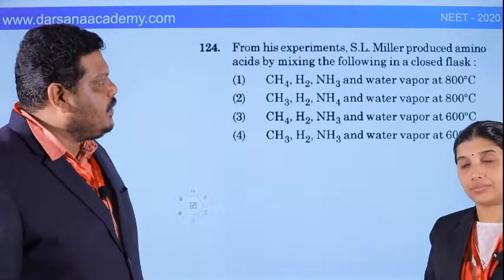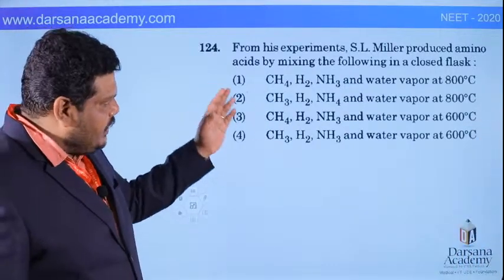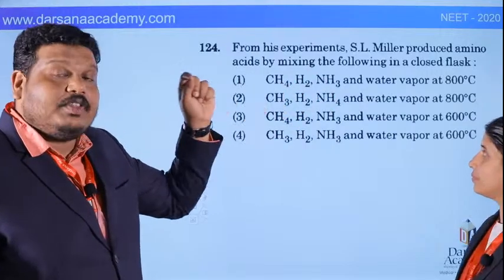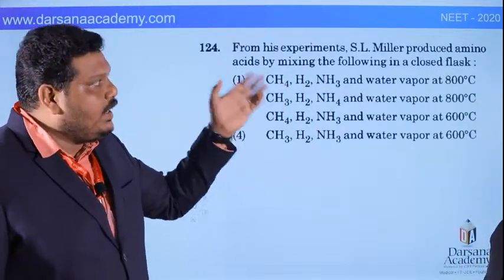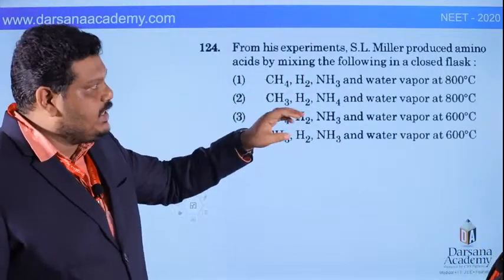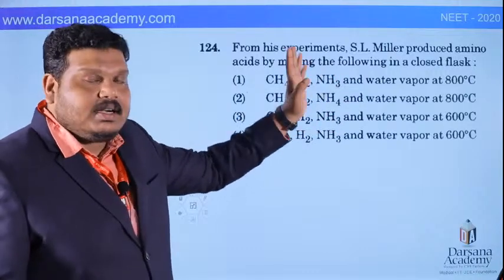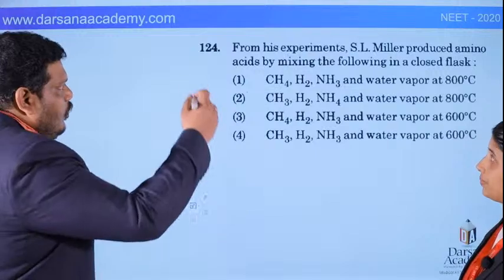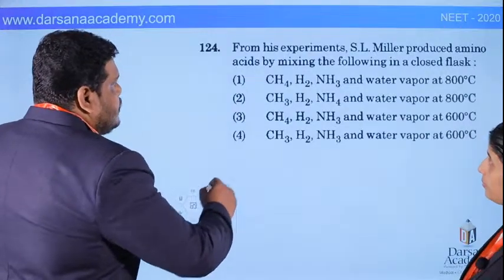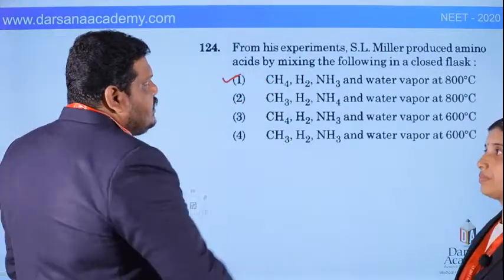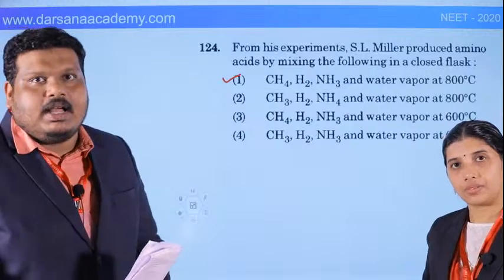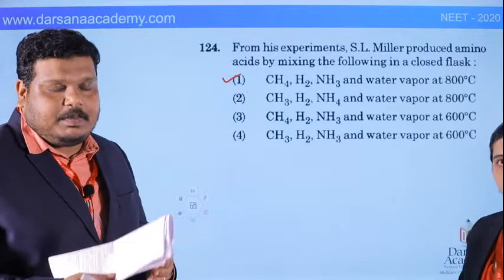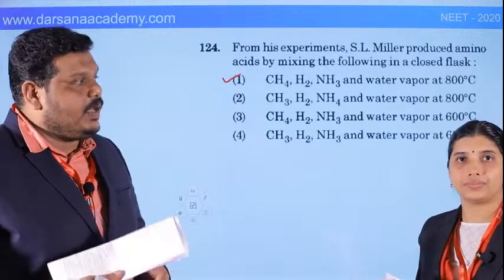So option number one is the answer. Methane, H2, ammonia and water vapor are the contents of that primitive atmosphere, inside that flask, experimented at 800 degrees Celsius of the primitive atmospheric condition. So that is the answer of question number 124. Option number one is the answer. As you know, the Stanley Miller apparatus experiment is the method used for explaining the origin of life on the basis of chemical evolution.